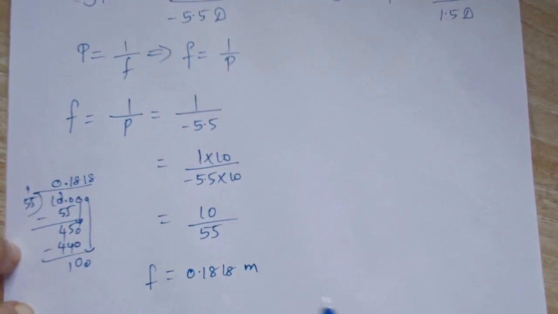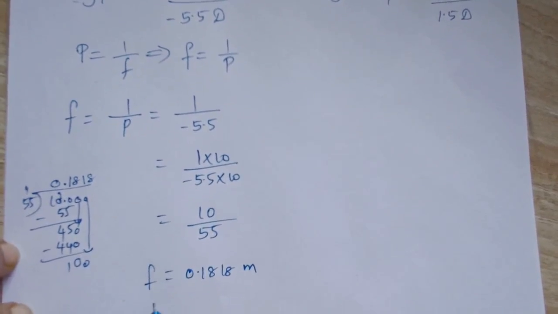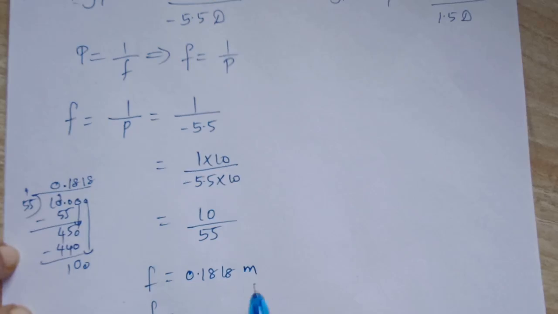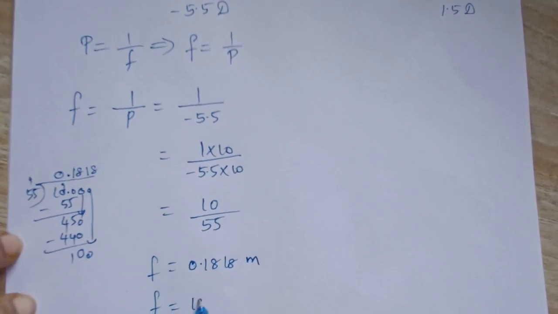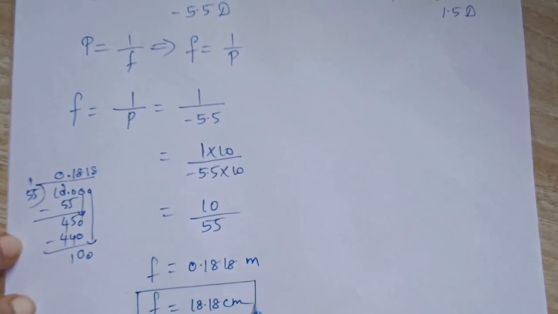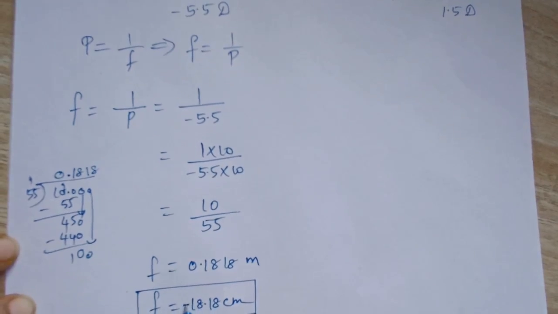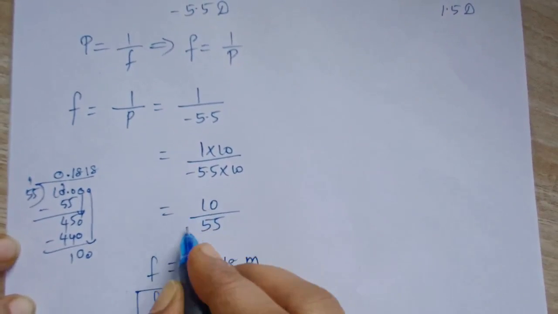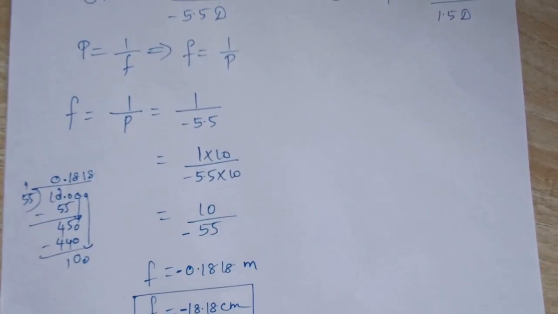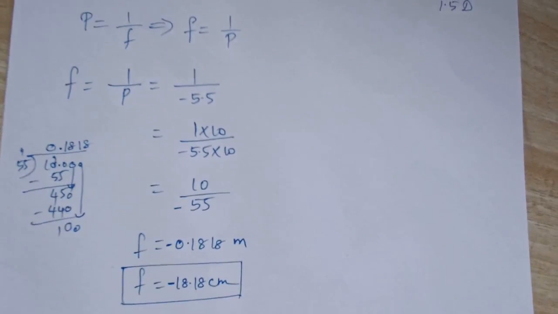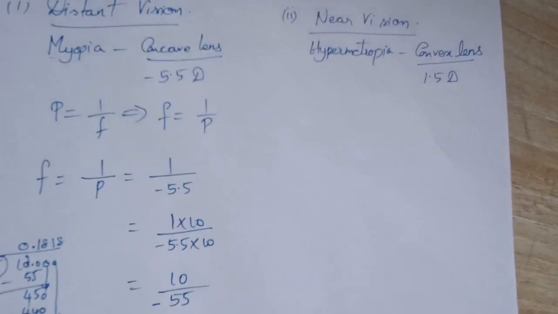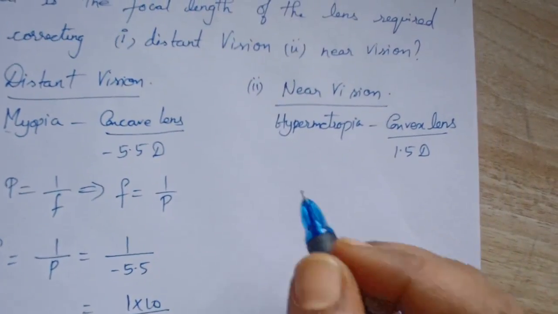Since they asked for the focal length of the lens, we can give it in centimeters. F equals 18.18 centimeters. This is the focal length, with the sign being minus, so minus 18.18 centimeters.